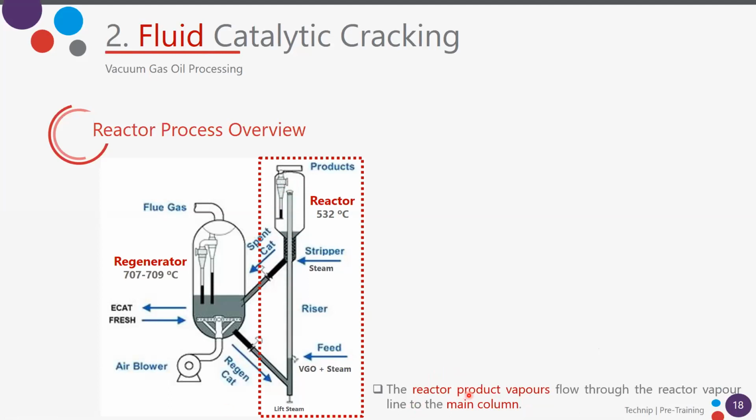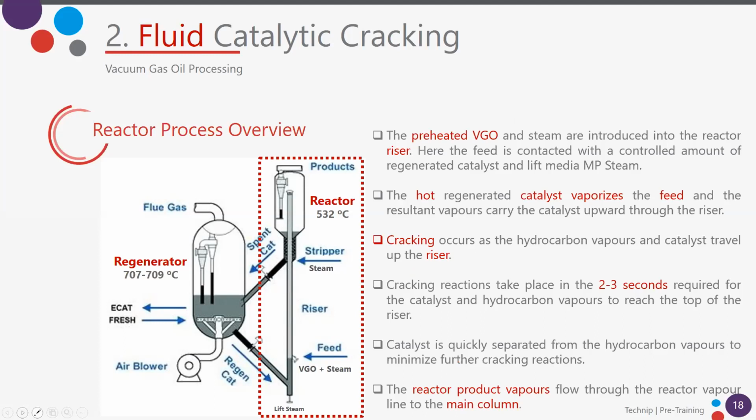So the reactor product vapors here flow through the reactor vapor line to the main column. So here it will go to the main column. So this is the first slide of the reactor. Let's have an overview again of what happens in this section.